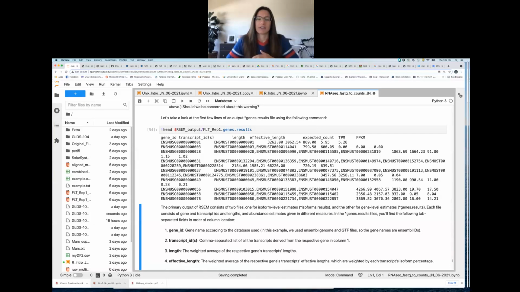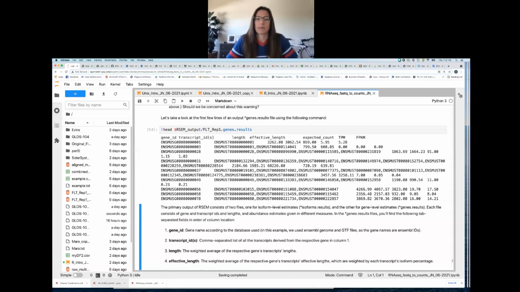Looking at that first gene, what's going to be the gene length? Yeah, 3,262, and that's in base pairs. Well, technically bases, right? Bases long, since we're looking at transcripts, which is one strand. And what is the expected count of that first gene?